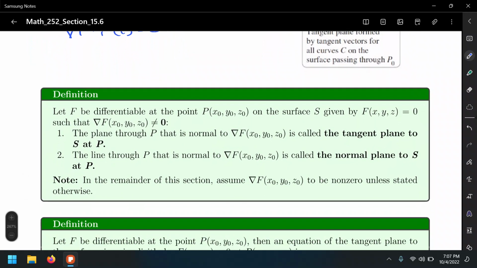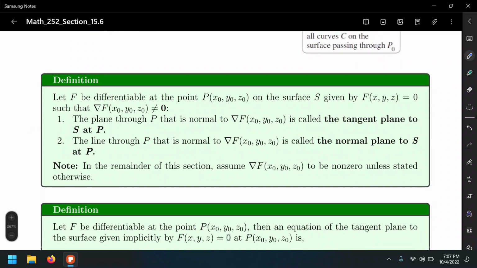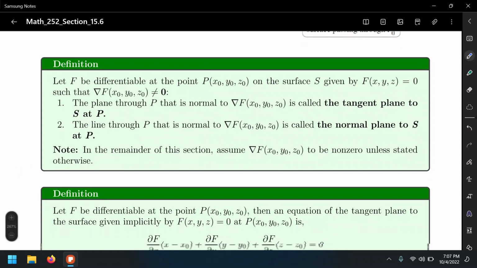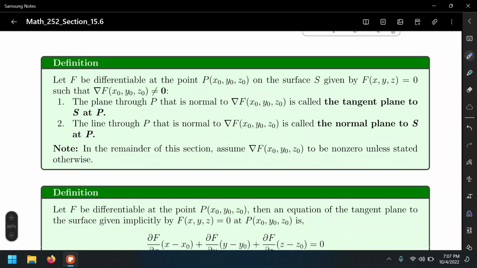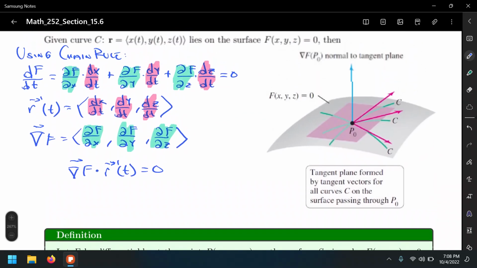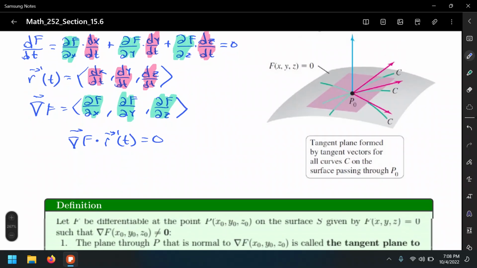So the formal definition: if we have a differentiable function f at the point x0, y0, z0 on a surface given by f of x, y, and z, such that the gradient at that point is not 0, then number one, the plane P that is normal to the gradient at the point is called the tangent plane to the surface S at the given point P. And also the line through P that is normal to the gradient is called the normal line to S, which is this line that we have in blue, that is also orthogonal, all right?